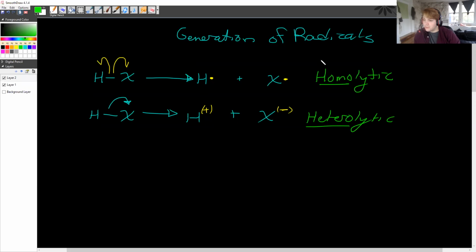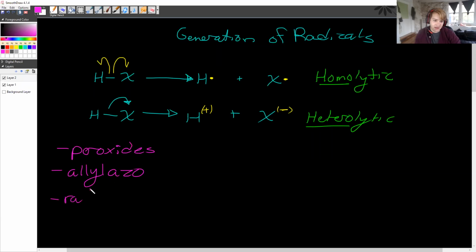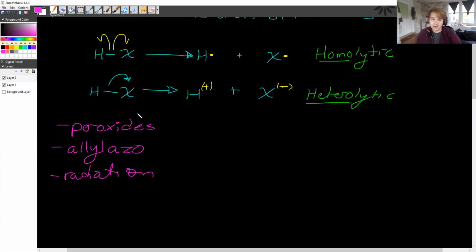There are a few different ways of generating radicals that we use. Typical ones are things like peroxides. So, hydrogen peroxide, the thing you use to clean your wounds or clean surfaces, is a really good way of doing it. You can use something called allyl azyl propane, or I think it's just the allyl azyl part that generates it. But in general, what we are going to be focusing on mostly is radiation, okay? And we're going to look at how radiation is a way of generating radicals, all right?